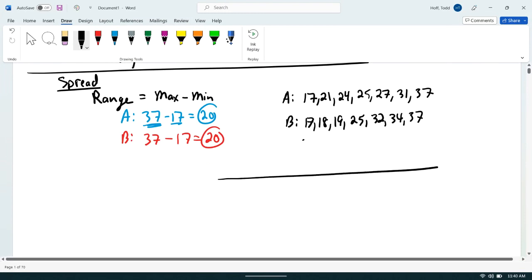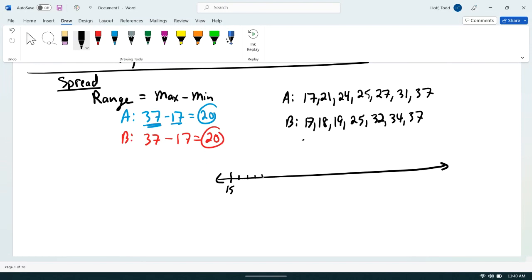The tool we used for that was a dot plot here. So 15, 16, 17, 18, 19, 20, 21, 22, 23, 24, 25, 30, 35, 40. And so let's do set A in blue here. So we have a 17, 21, 24, 25, 27, 31, and 37. Kind of an even spread, almost evenly distributed across the line there.